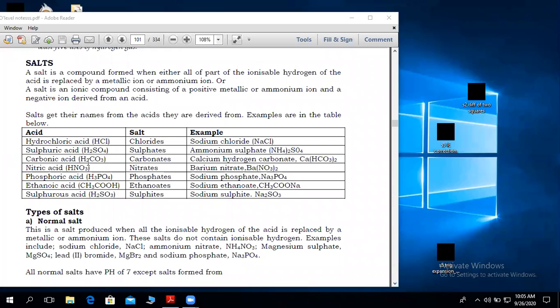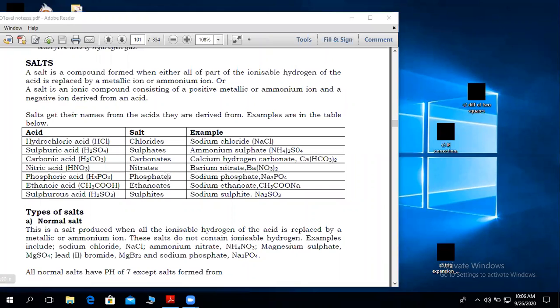If we have carbonic acid, the salt formed will be a carbonate or hydrogen carbonate. So if calcium replaces part of the hydrogen, if calcium replaces one hydrogen, then the salt formed is going to be calcium hydrogen carbonate. So that one is very simple. All these are salts. However, within these salts, you realize we have normal salts and we also have acid salts.